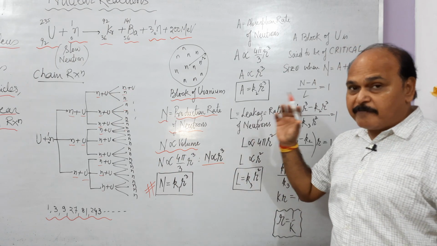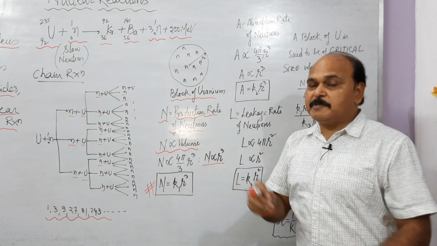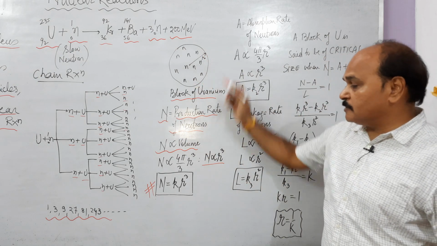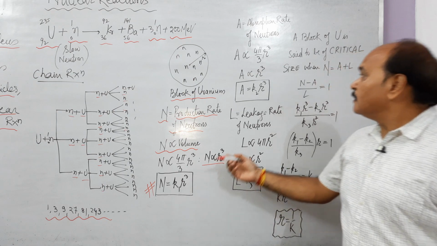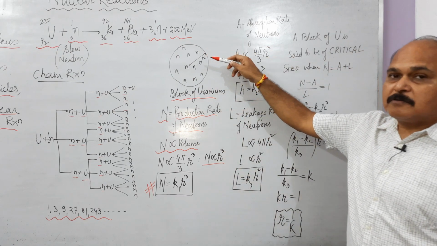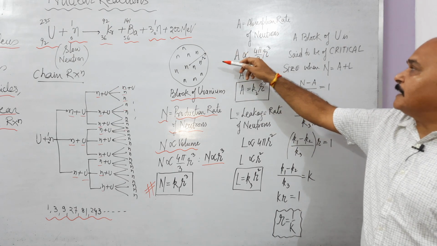This r is the average distance of different point masses of the block from its center of mass. If it is a spherical block, then of course this r is going to be the radius.